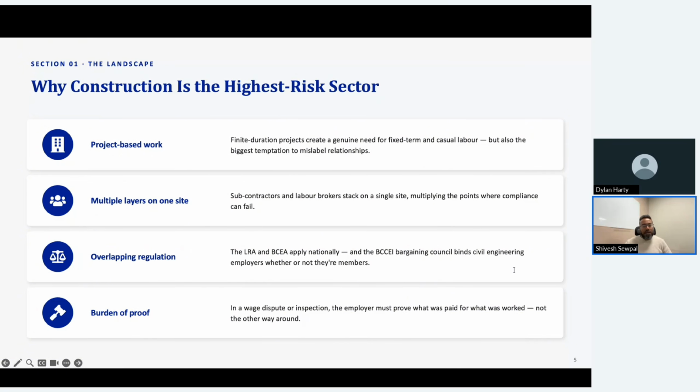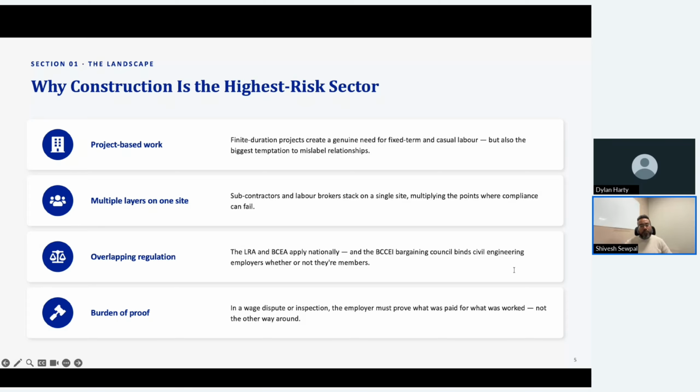You may have the principal contractor, subcontractors, labor brokers, independent specialists, and casual laborers, all operating on the same site at the same time. Every layer increases the chance of non-compliance and makes accountability harder to track. Third, overlapping regulation. This sector is not governed by one single source. You're dealing with the Labor Relations Act, the Basic Conditions of Employment Act, the National Minimum Wage Act, occupational health and safety obligations, and potentially bargaining council rules such as the BCCEI.